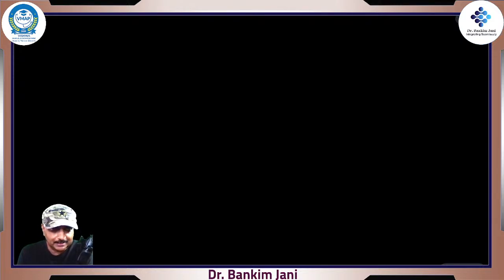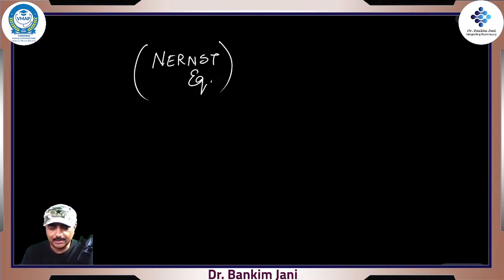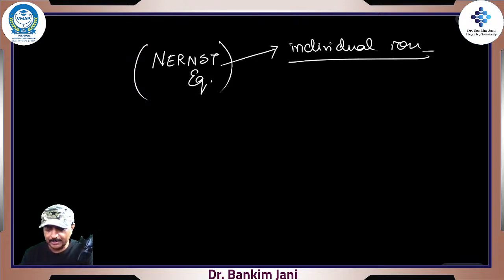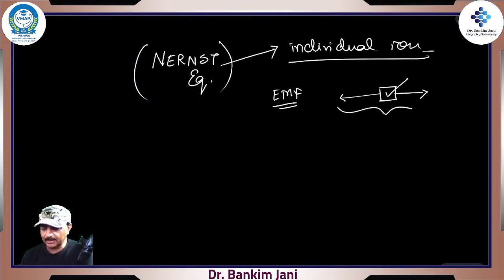So, we learned this thing yesterday, that it is the Nernst equation, correct? It is the Nernst equation which is for individual ions. And for individual ions, it was calculating what would be the electromotive force which will actually be controlling whether the ions would be moving out or in, and at what point there would be a stability. Correct? So this is what we learned yesterday.